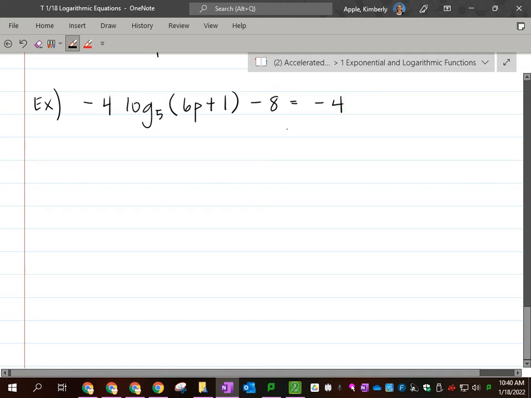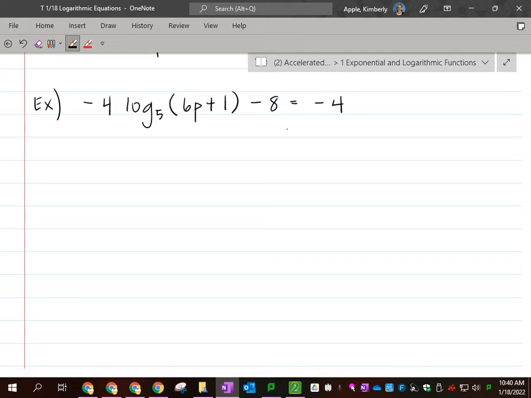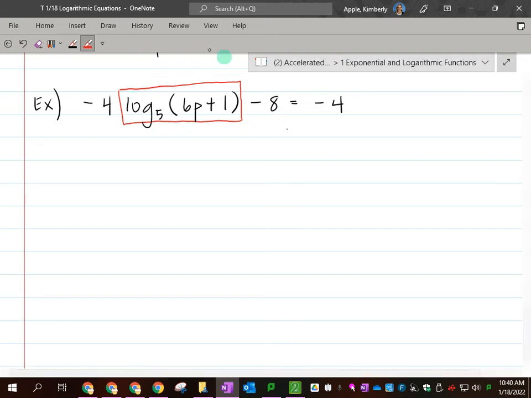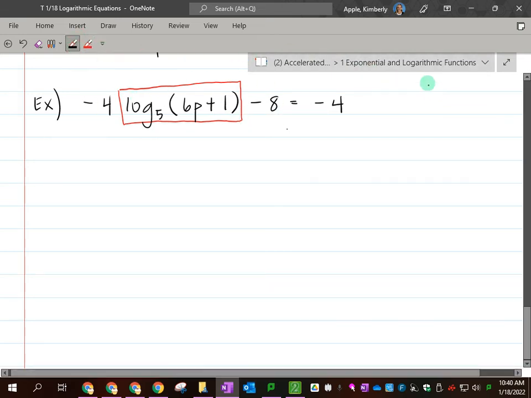So remember what I said. The goal is to get the log by itself. And the logarithm is this guy right here. It is log base something right here. I want him alone. And we're just going to use normal algebra. So think in your mind, when you're at this step, how you would solve -4x minus 8 equals -4. And these are the steps you will take.